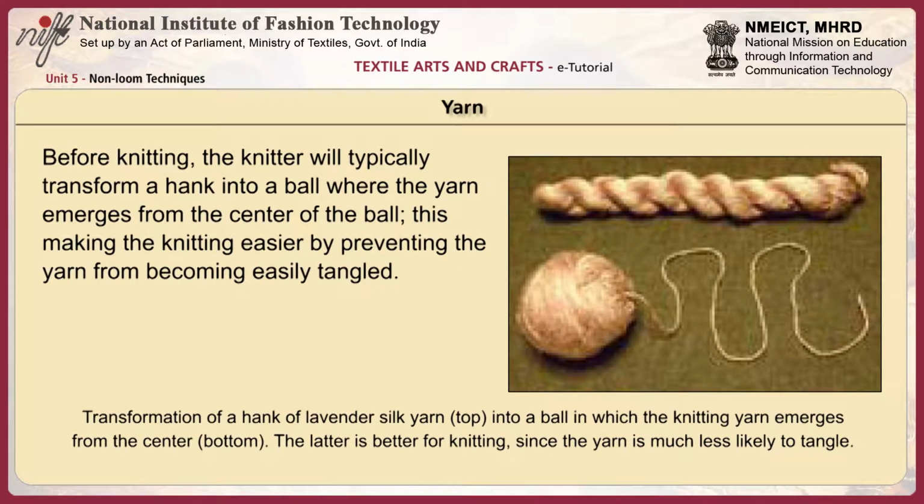Before knitting, the knitter will typically transform a hank into a ball where the yarn emerges from the center of the ball. This makes the knitting easier by preventing the yarn from becoming easily tangled. This transformation may be done by hand or with a device known as a ball winder. When knitting, some knitters enclose their balls in jars to keep them clean and untangled with other yarns. The free yarn passes through a small hole in the jar lid.